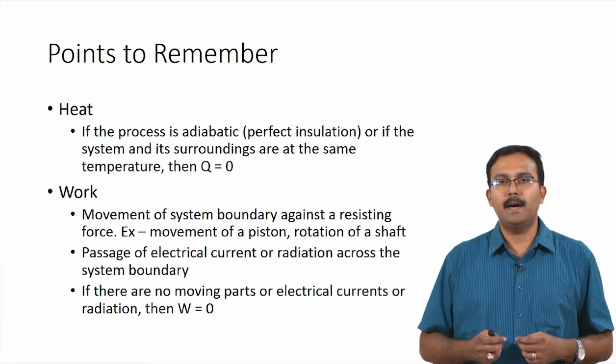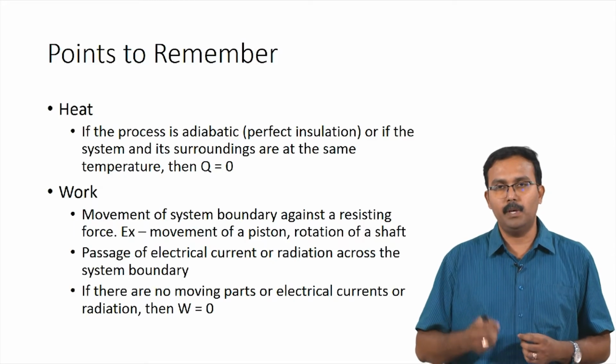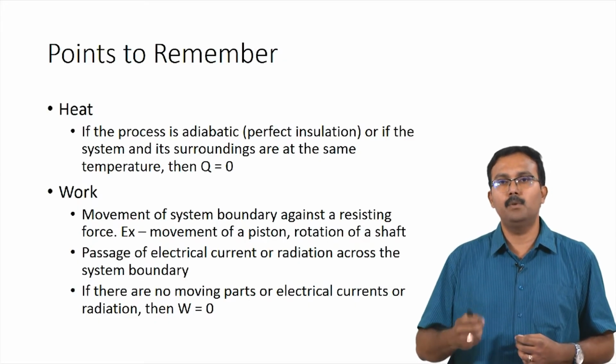If there are no moving parts or electrical currents or radiation in a system, then we would have to assume work done by the system or on the system to be 0. That would mean W would be 0.